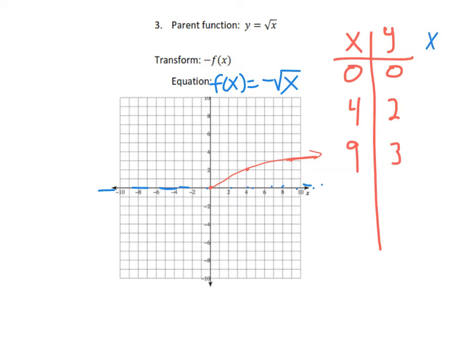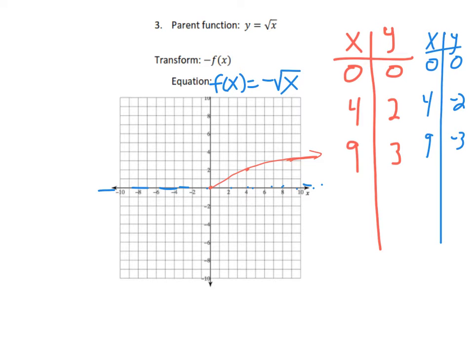If we were looking at the table, we could use the table to do this as well. The inputs are not going to change. Nothing's happening inside the function. So we have 0, 4, and 9, but the outputs are going to change signs. When I put in 0, I'm still going to get 0, but when I put in 4 now, I'm going to get -2 instead of 2. When I put in 9, I'm going to get -3.